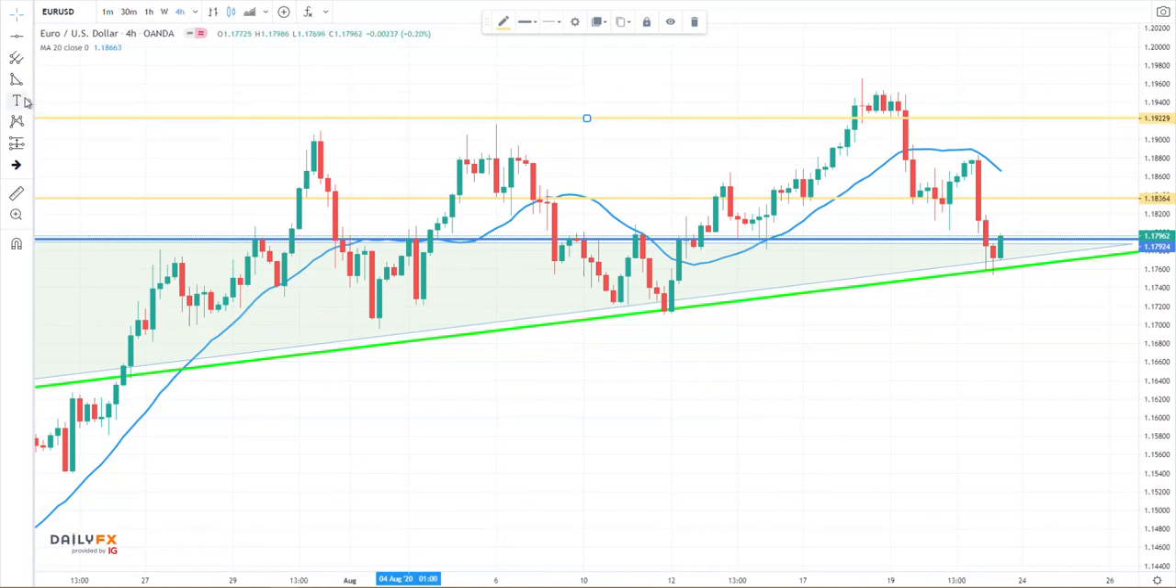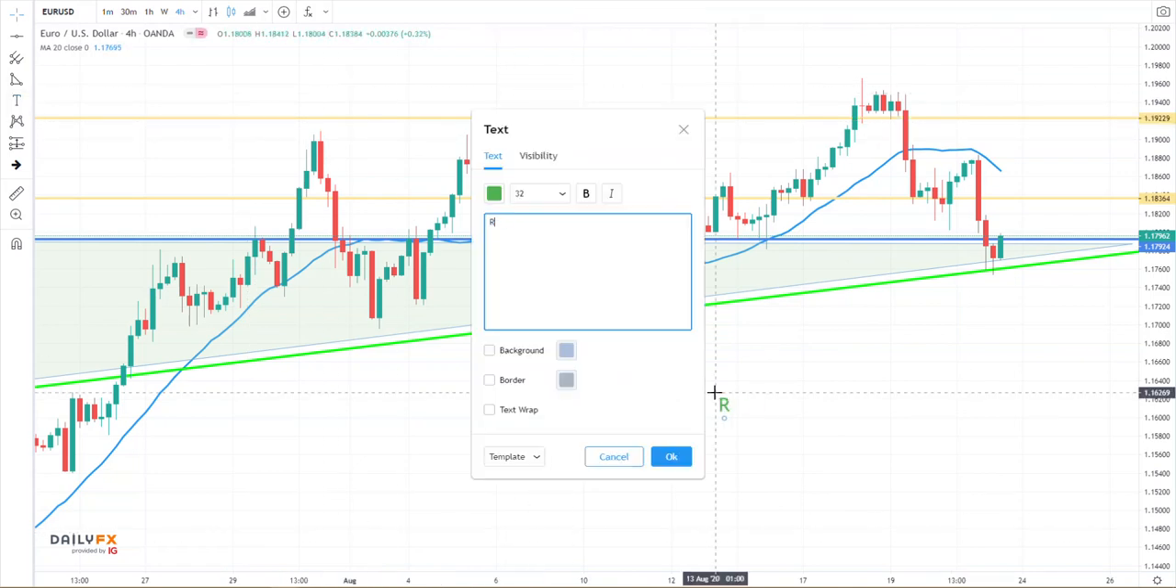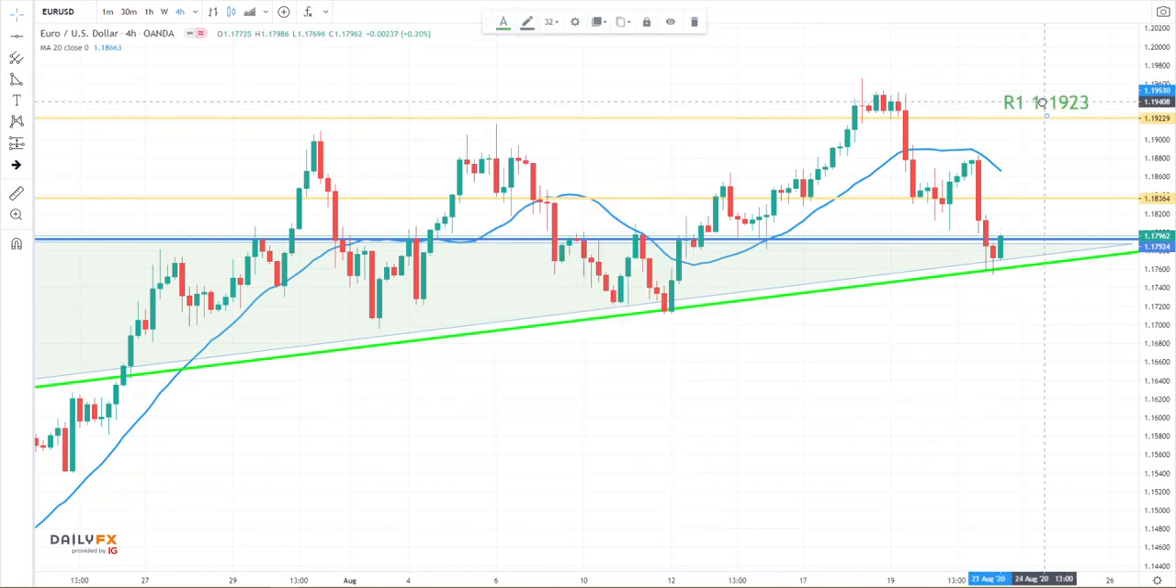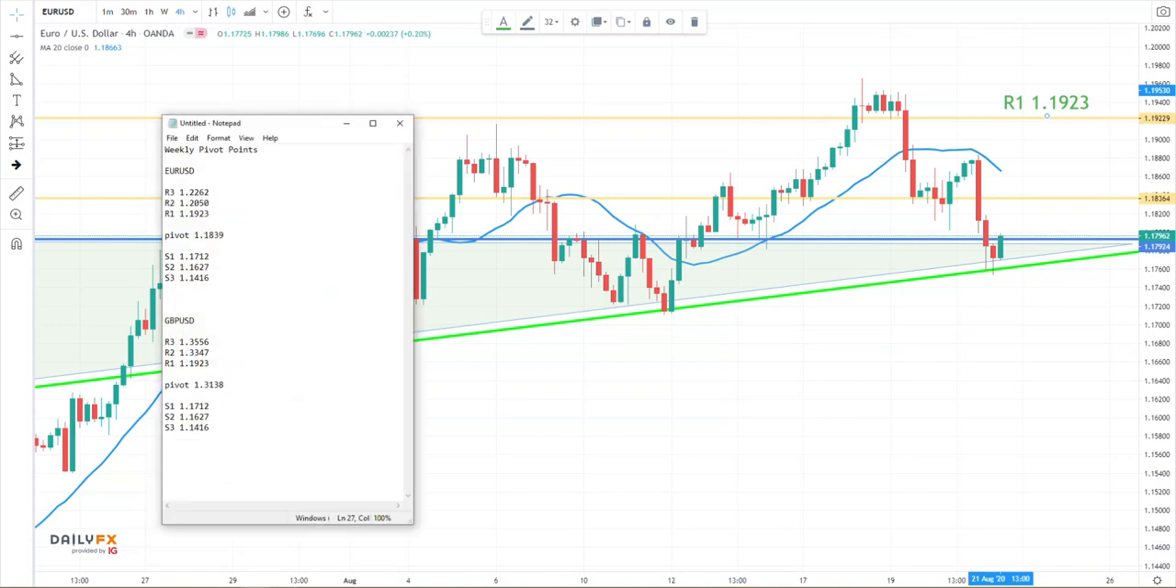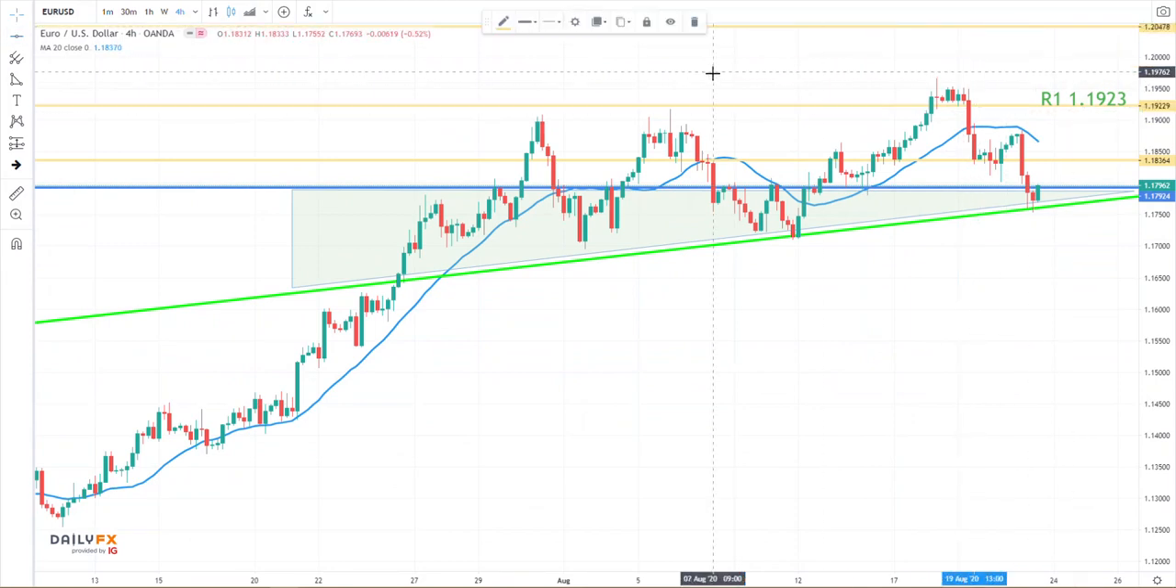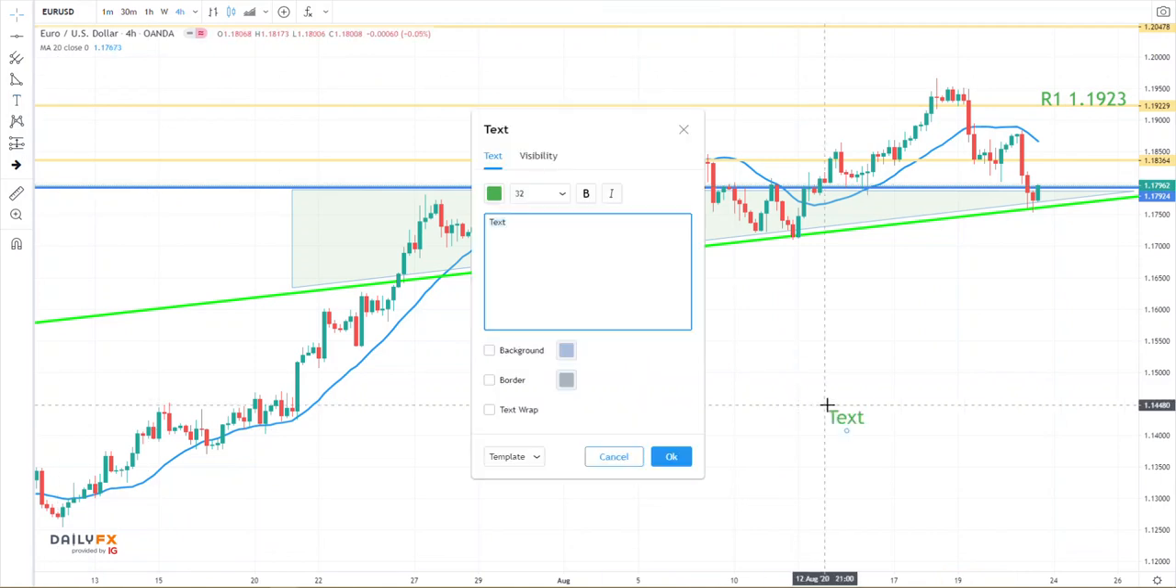So that's our R1. Okay, we'll put that there. If price does go through R1, R2 is 1.2050, so way up here. And that makes sense, right? Once price catches on, we get a bull run going, it's usually pretty fierce, and you don't want to get in the way of that.